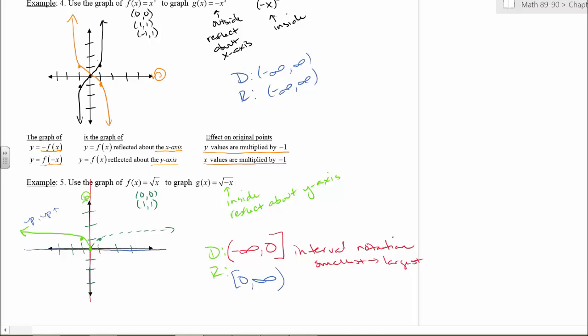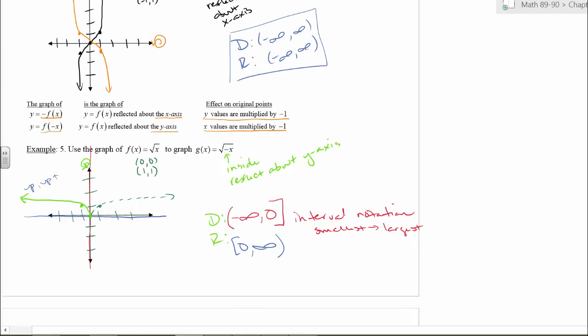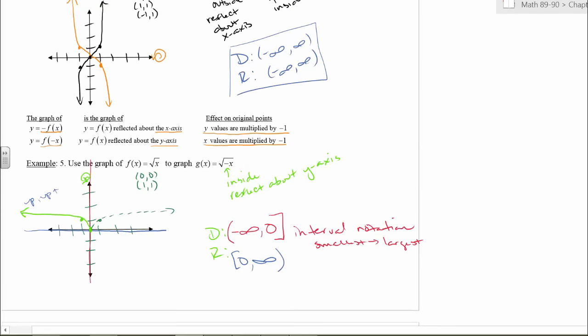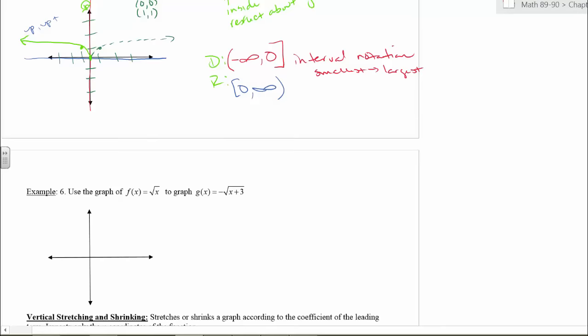And so in that case, that's where you get what's considered the easiest domain and range, where there are no limitations, just negative infinity to infinity for domain, and then negative infinity to positive infinity for range. All right, so I know it's a lot of information. This is the bridge to Math 90 right here.